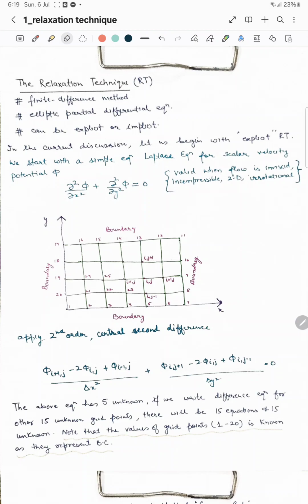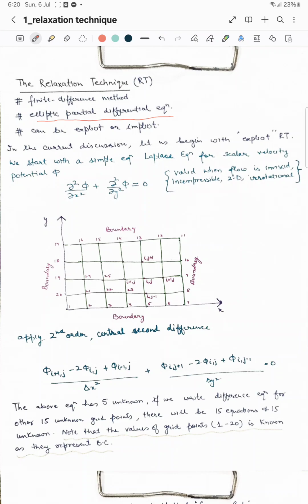A few important things. It starts from the fact that we are looking at a finite difference method based technique. So the governing equations or the PDE in front of us has to be discretized through a difference method. Further, relaxation techniques are employed largely for elliptic partial differential equations.